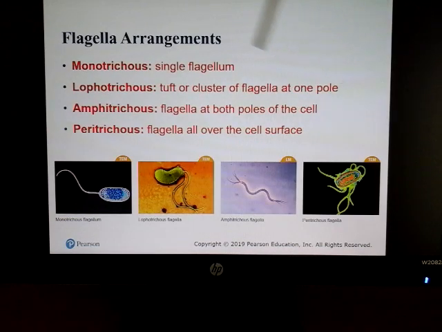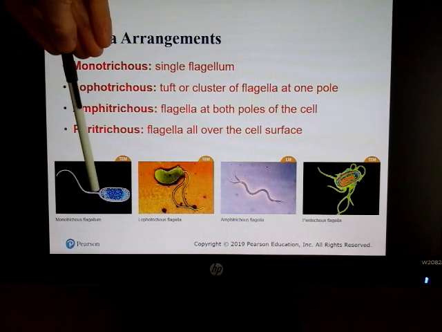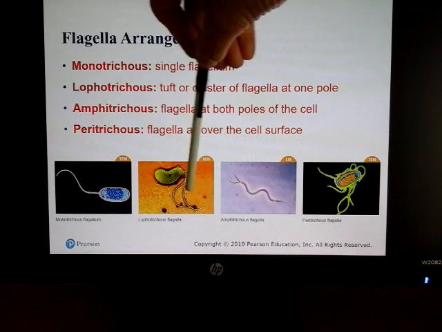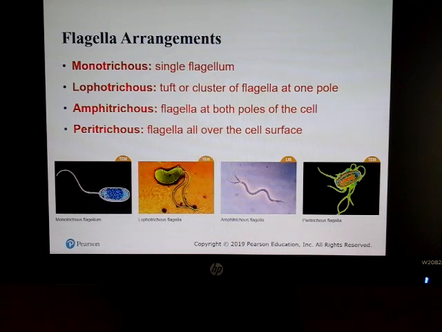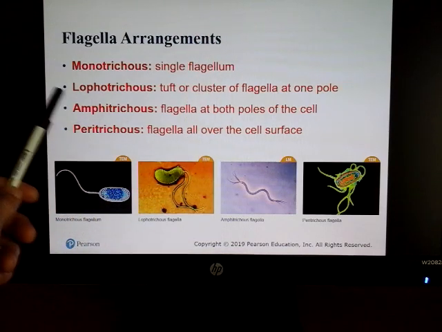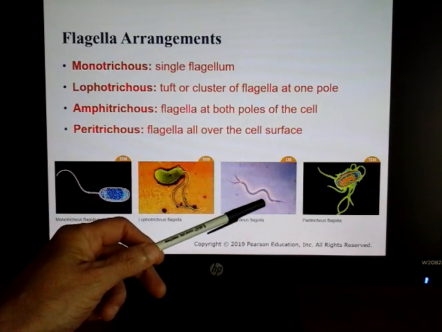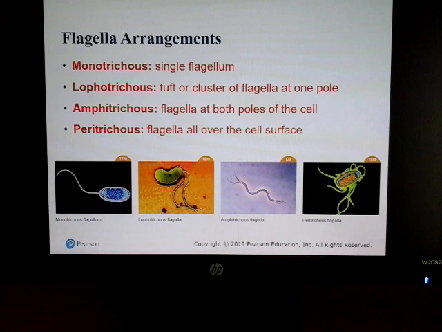For your exam, please know that we have different flagellar arrangements. Monotrichous would have one single flagellum. Lophotrichous has several in one spot. Amphitrichous, you're going to see flagella at each end. And for peritrichous, flagella will be all over the surface.